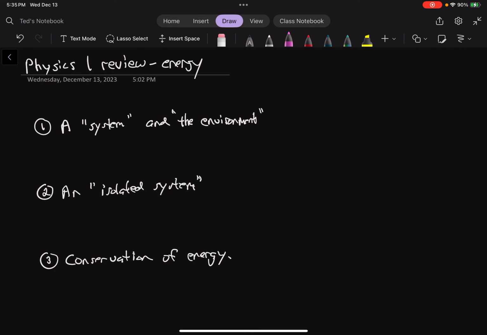So, first thing we want to know with conservation of energy is when we talk about conservation of energy, we are always talking about the energy of a system. And a system is just any collection of objects.